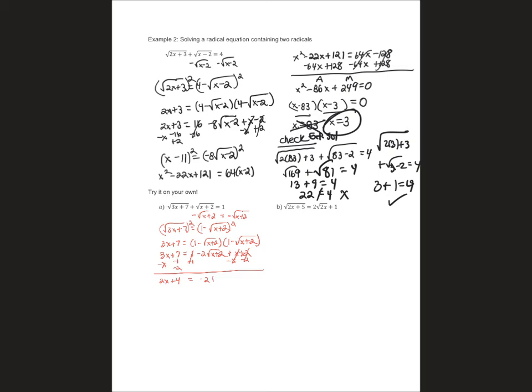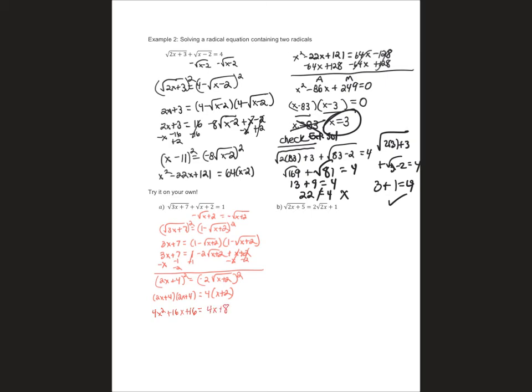Equals negative 2 times the square root of x plus 2. So I can get rid of that radical by squaring both sides. And I get 2x plus 4 times itself equals negative 2 squared is 4 times x plus 2. I'm going to need to FOIL the left-hand side. So I get 4x squared plus 16x plus 16 equals 4x plus 8.